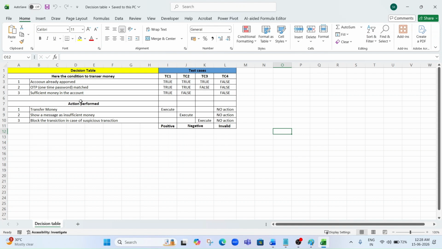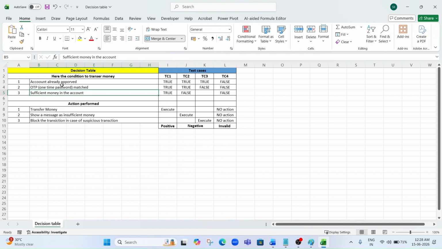So this is a decision table. Here the conditions, that is a decision table. There are conditions we have set usually, and then the decision. The condition to transfer money: account already approved, OTP (one time password) match, because if we are transferring money from our UPI, then a PIN or OTP is required, right? The second condition is sufficient money in the account.